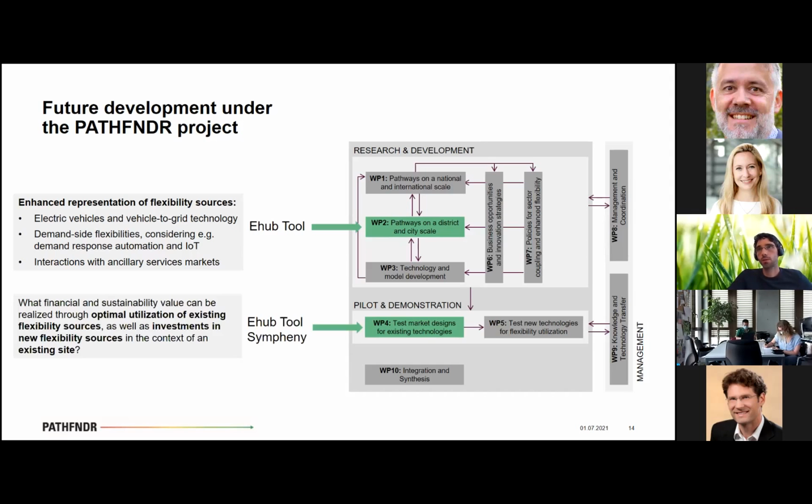So those are a few of the topics, and then in work package 4, both Symphony and EMPA are involved there, and this is about applying these in the context of a real existing site, and understanding what financial and sustainability value can be realized through optimally utilizing existing flexibility sources, as well as optimizing investments in new flexibility sources.